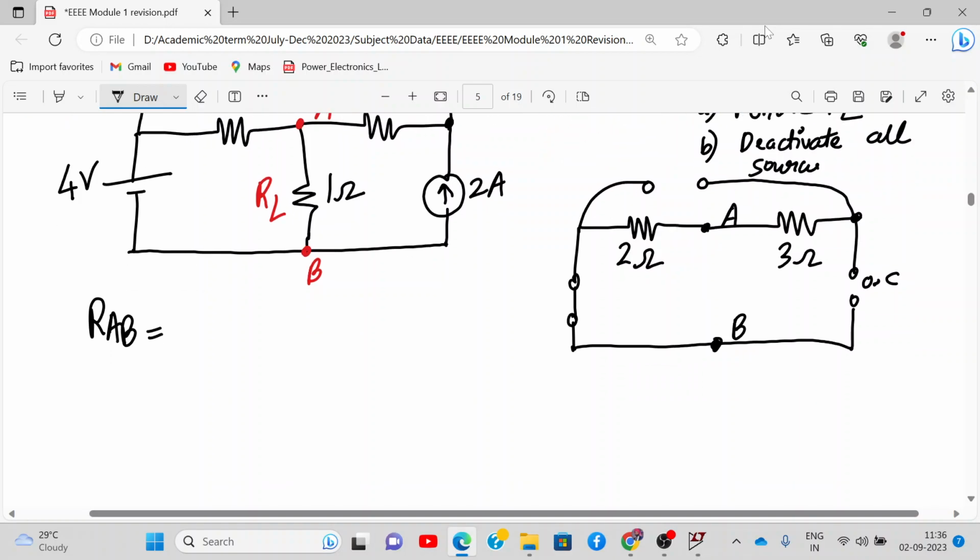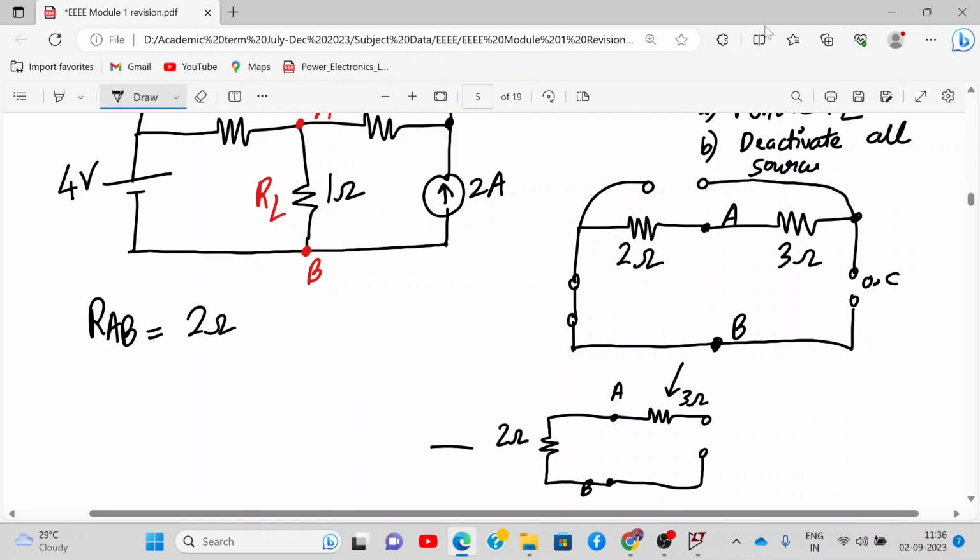So if I redraw the circuit, it will look like this. Point A and B. Between A and B, what is connected? 2 ohm. And on the other side we have 3 ohm, but this is open circuit, correct? This is the way. Since this is open circuit, this 3 ohm resistance becomes redundant. So RAB is just 2 ohm, only 2 ohms between A and B. So RAB is equal to RTH. Please note it down.